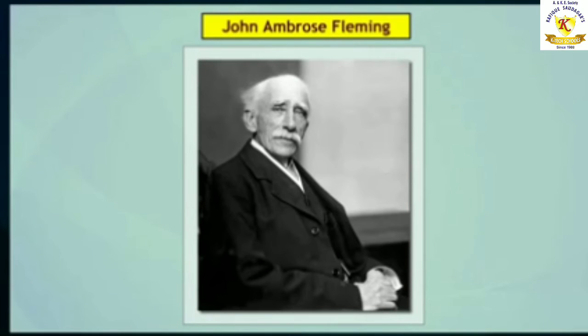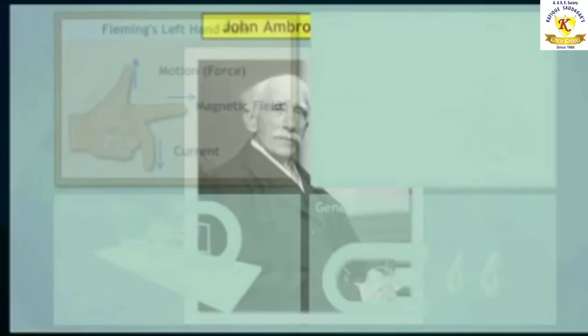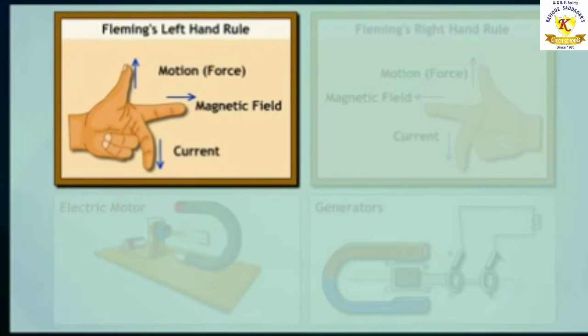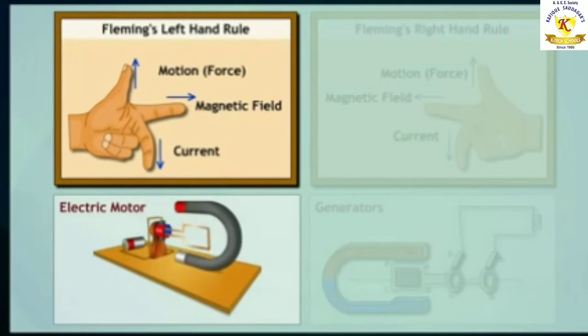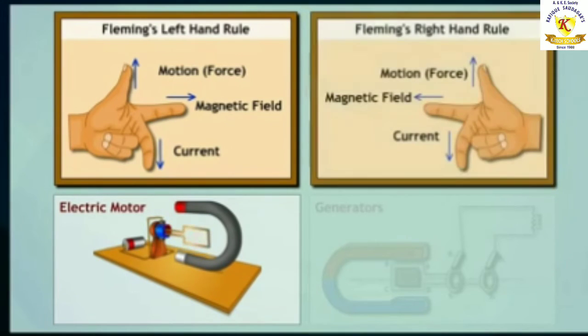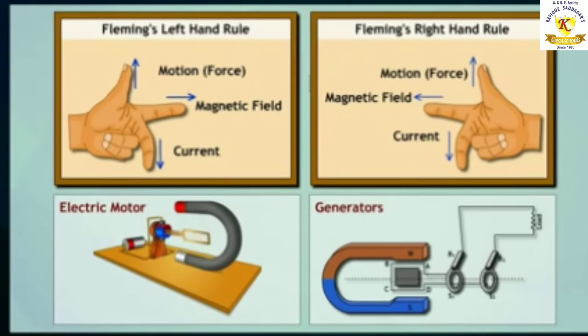Now, John Ambrose Fleming gave two rules to determine the direction of motion or the direction of induced current. So, he is John Ambrose Fleming. He gave the left hand rule for electric motors and the right hand rule for generators.